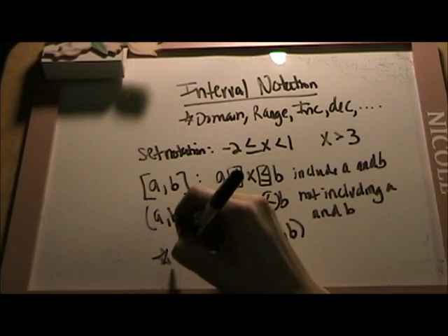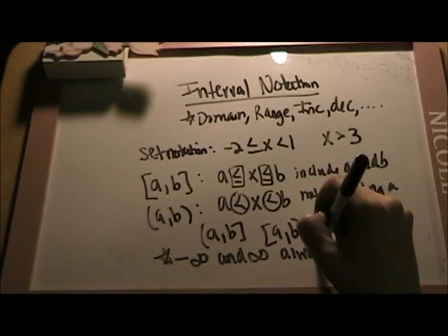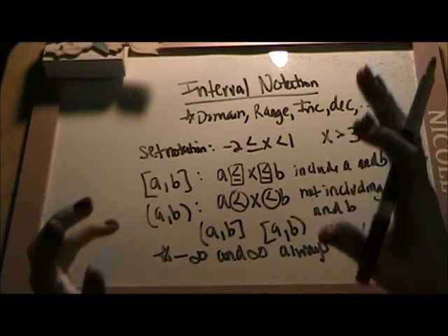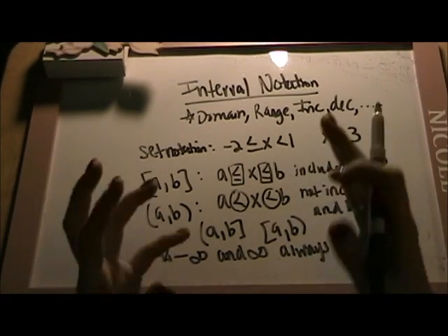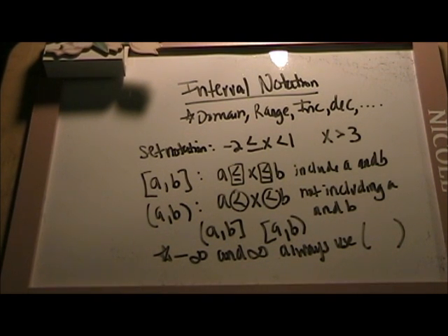And then just make a note that negative infinity and positive infinity always use parentheses. Brackets means that it could be that value. It could be a, it could be b. But we can never actually be negative infinity or infinity, because those aren't numbers that we can actually grasp. Infinity represents a number that just keeps getting larger and larger and larger, but you can never reach infinity. It just keeps going and going. So that's why positive and negative infinity get parentheses.